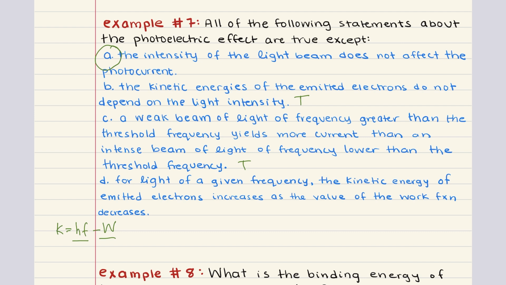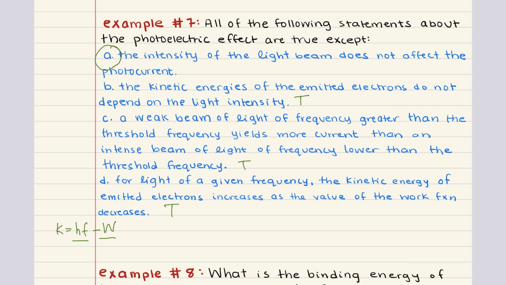Now, what about answer choice D? Answer choice D says, for light of a given frequency, the kinetic energy of emitted electrons increases as the value of the work function decreases. This statement is also true. The kinetic energy of the emitted electrons is inversely related to the work function of the material.